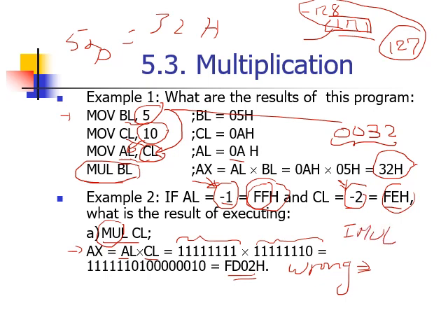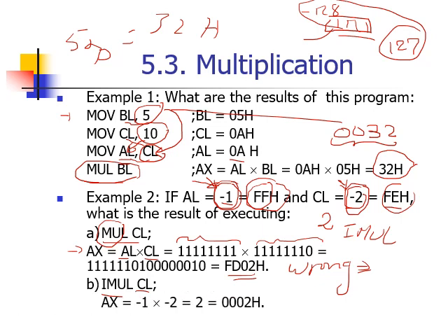IMUL will give you a correct result. IMUL CL. It will take now minus 1. Okay, treat it as minus 1. Minus 2, treat it as minus 2. Your result should be now plus 2. Here you are, AX. Minus 1 times minus 2, and then the result is 2. This is what you will get inside your AX.